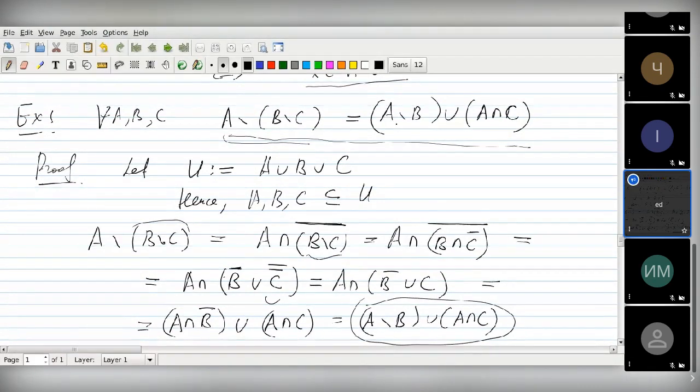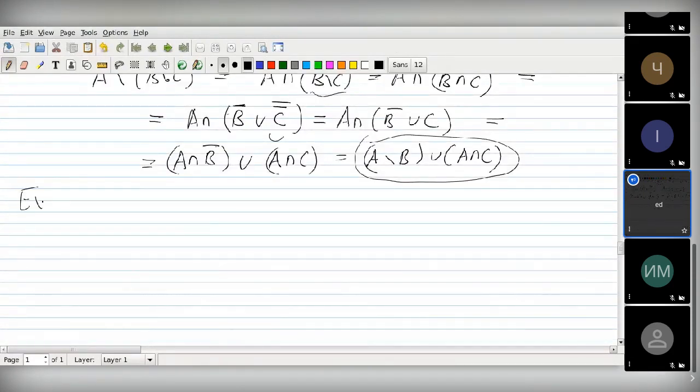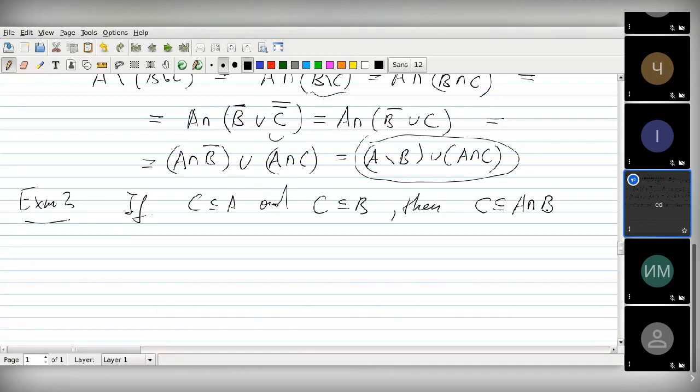And another example deals with changing inclusion to equality. Example 2. If C is a subset of A and C is a subset of B, then C is a subset of the intersection. If C is a subset of A and C is a subset of B, then C is a subset of the intersection. Okay.